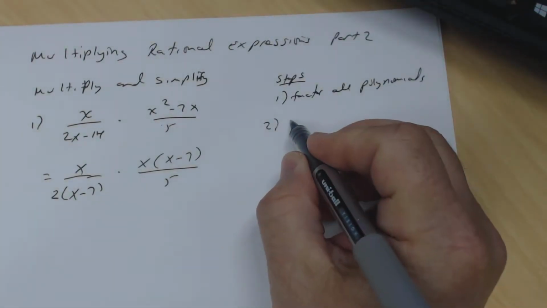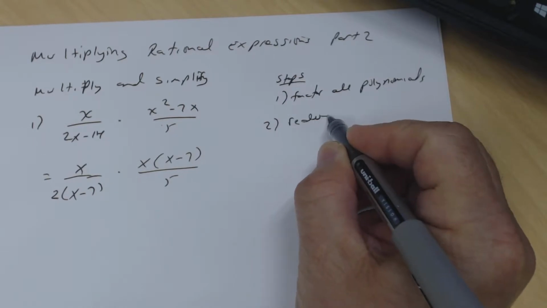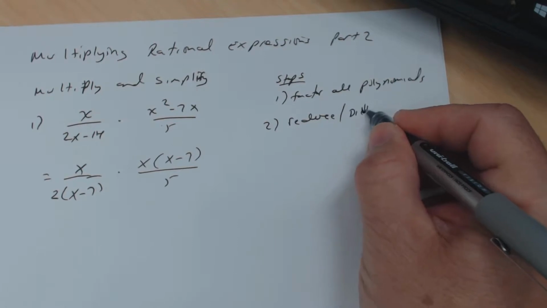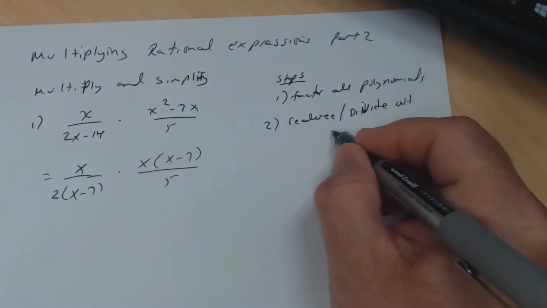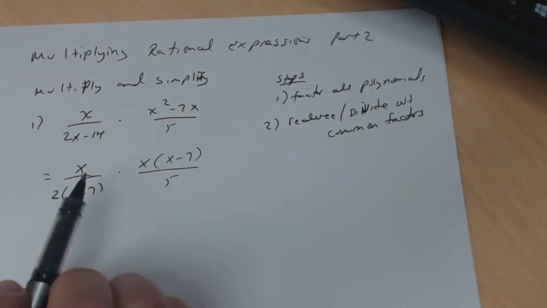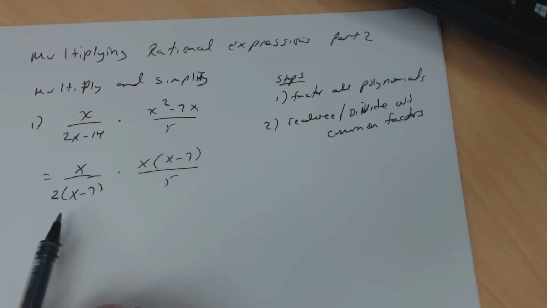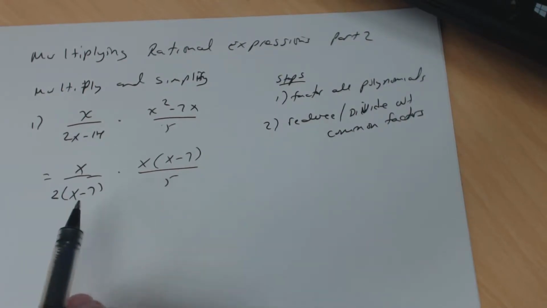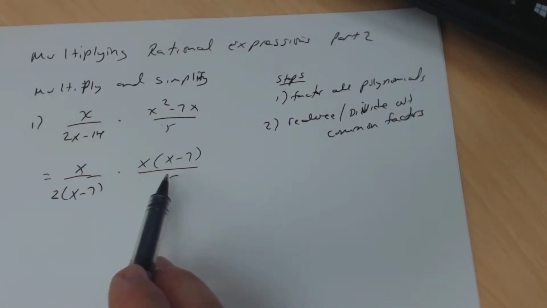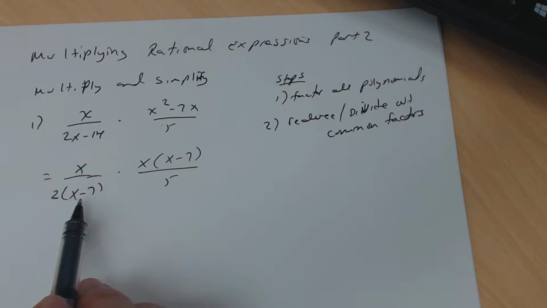The second step is to reduce, or divide out, common factors. If you look at the x in the numerator, does x occur as a factor in the denominator? The answer is no. Your factors are 2, x minus 7, and 5. So don't confuse this x with this. x is not a factor; x minus 7 is a factor. All right, so that's one factor.